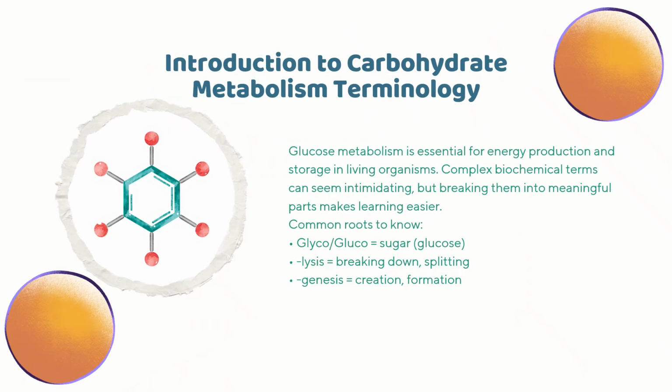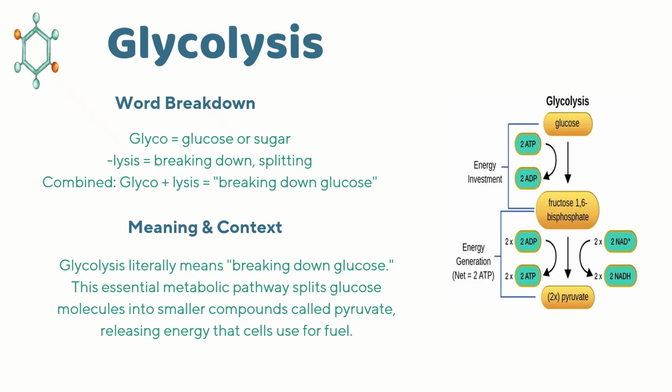So, in order to understand any terminology, if we split the terminology into two parts, it becomes easier for us to understand. For example, glyco or gluco means sugar, that is glucose, and lysis is breakdown, and genesis is the formation or creation. So wherever you see the word gluco or glyco, that is sugar, and if lysis is there, then it is breaking down or splitting. And if you look for a genesis terminology, it is creation or formation. Now let us see terminologies one by one.